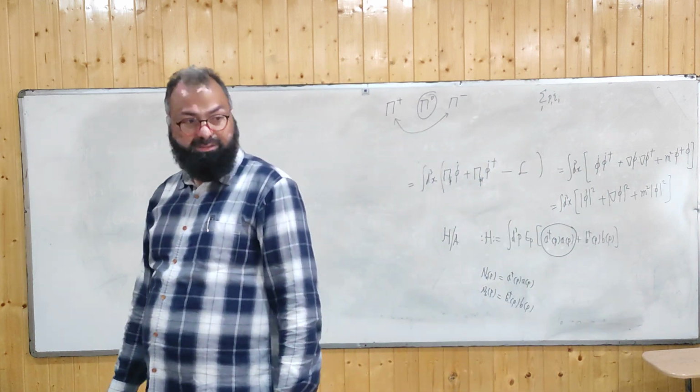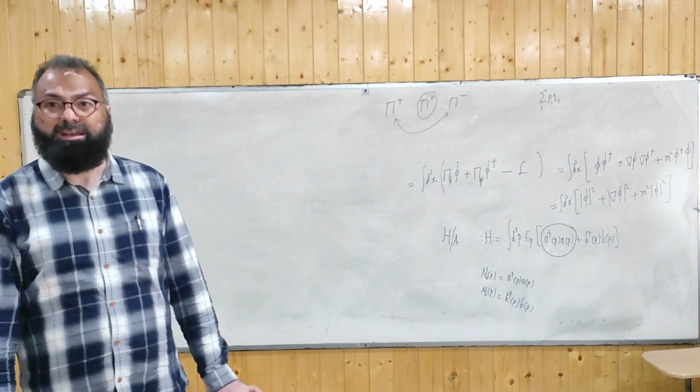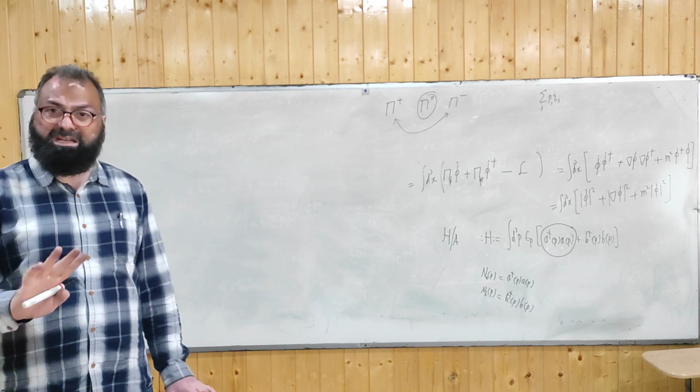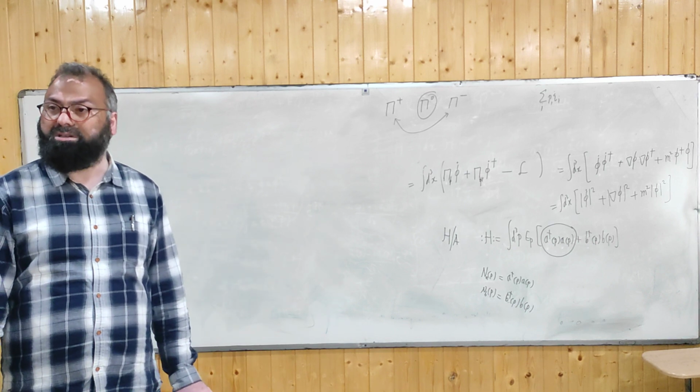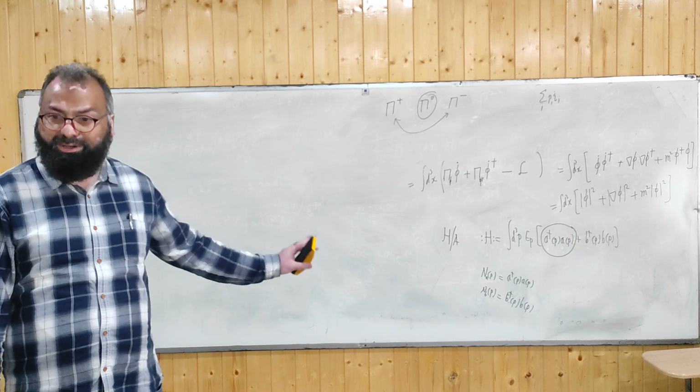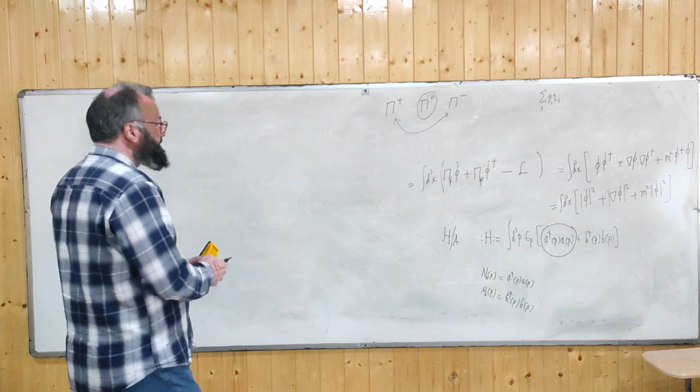Clear? Got it? Okay. But if you are having electron and positron, you describe that by the Dirac theory, because electron and positron are fermions. Here we are dealing with what? Scalar particles. Okay.